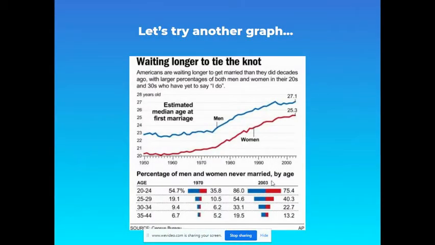Percentage of men and women never married by age. So here's the age 20 to 24, 54.7%. Now remember, women are red. So roughly 35.8% in 1970, women were never married in that age, and about 54.7% of men. Whereas in 2003, look how the percentages jumped.